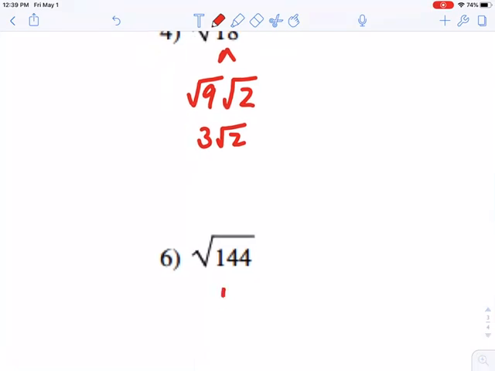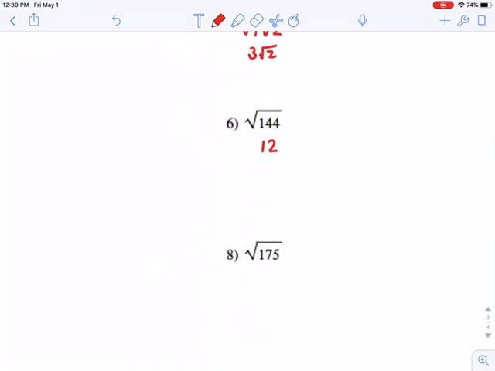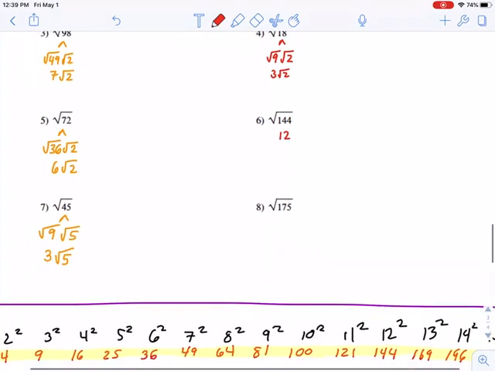Square root of 144, don't get tricked, that's just 12. Don't overthink these problems. Recognize the perfect squares and simplify from there. And then the last one in these notes, the square root of 175, is going to be the square root of 25 and the square root of 7, which becomes 5 radical 7.